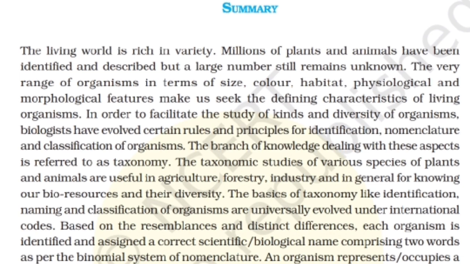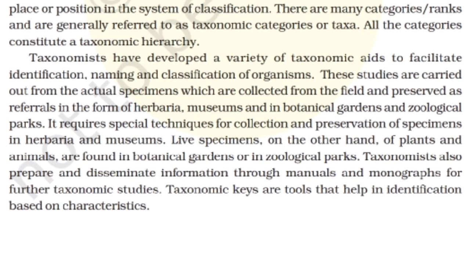Based on the resemblance and distinct differences, each organism is identified and assigned a correct scientific/biological name comprising two words as per the binomial system of nomenclature. An organism represents/occupies a place or position in the system of classification. There are many categories/ranks and are generally referred to as taxonomic categories or taxa. All the categories constitute a taxonomic hierarchy.